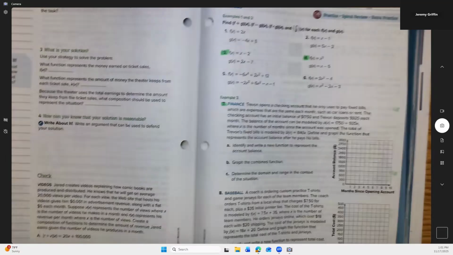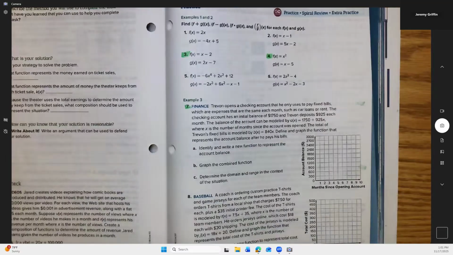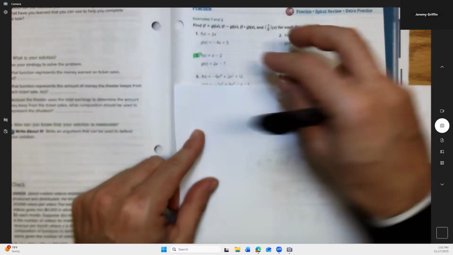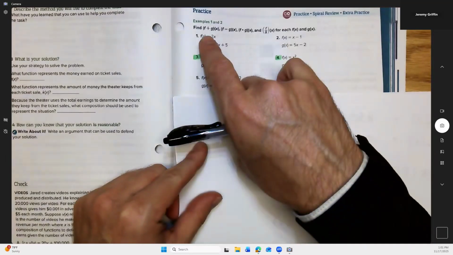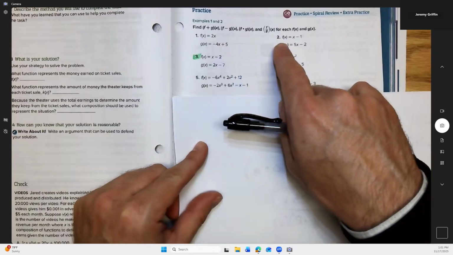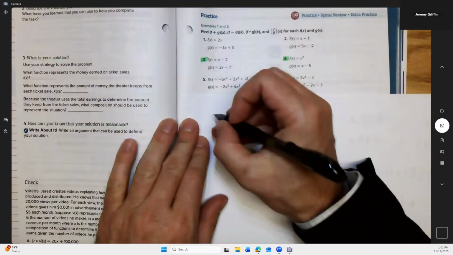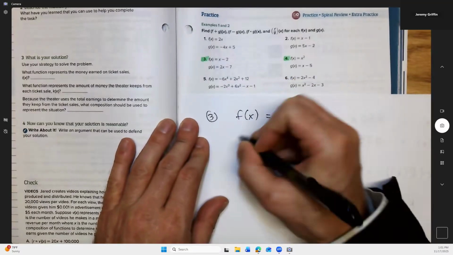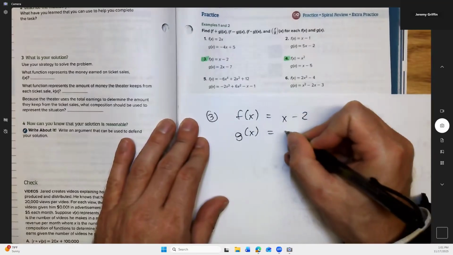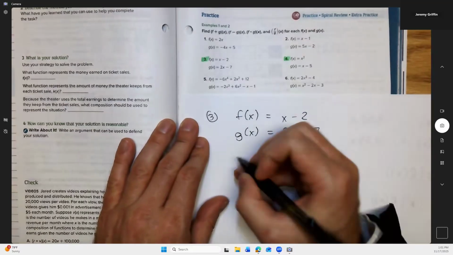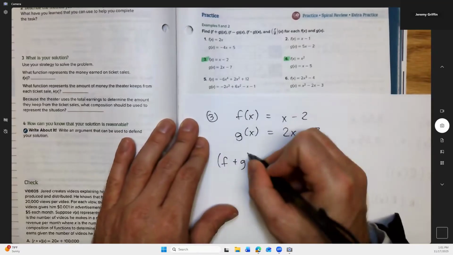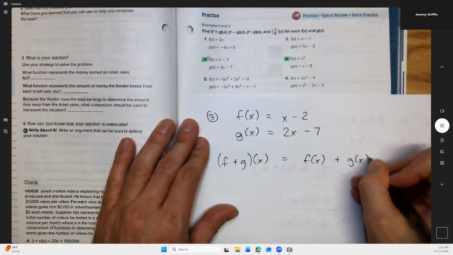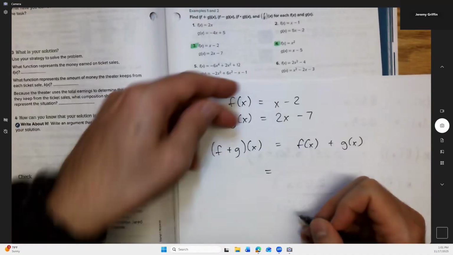All right, let's jump into these. Number 3. All of these are looking for you to find the sum, the difference, multiplication, and division for each. So number 3: if f of x is x minus 2 and g of x is 2x minus 7, then f plus g of x is just f of x plus g of x, different notations for the same idea. We're just going to add these together.